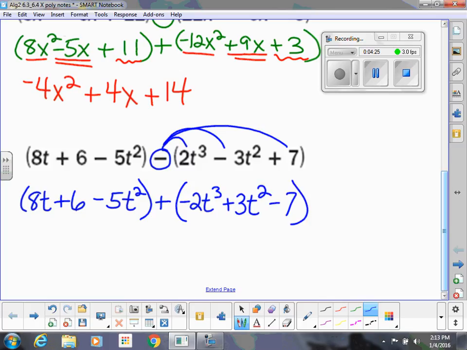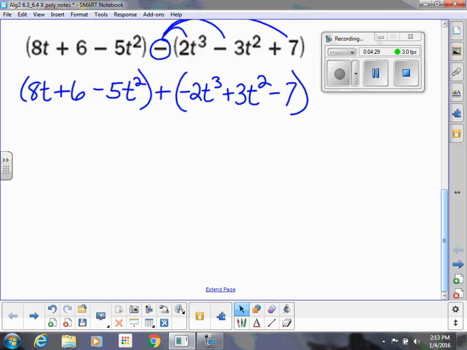Okay, please make sure you do that carefully. This is very easy to do, but it's very easy to not do or to do carelessly, so be careful. All right, so are there any t's over here? There's no t's, so I'm just going to bring that 8t down. What about constants? Any constants? Yeah, negative 7 is a constant. So 6 plus negative 7 is negative 1.